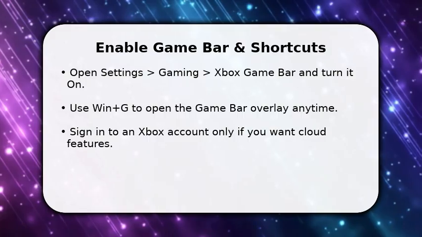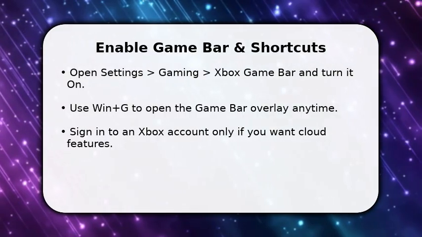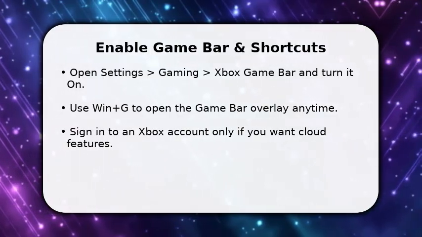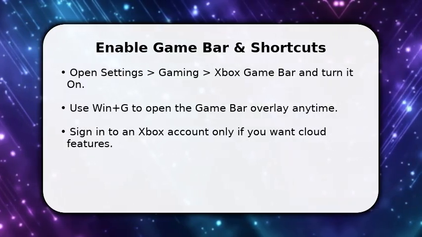You'll start by enabling the game bar so Windows listens for your commands. Go to Settings, Gaming, and turn Xbox Game Bar on. This allows Win plus G to summon the overlay. Once done, press Win plus G to confirm the overlay appears.